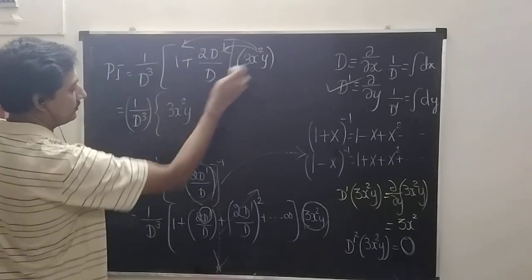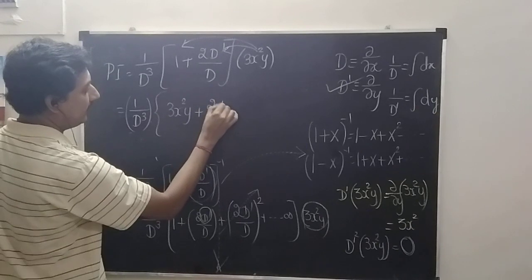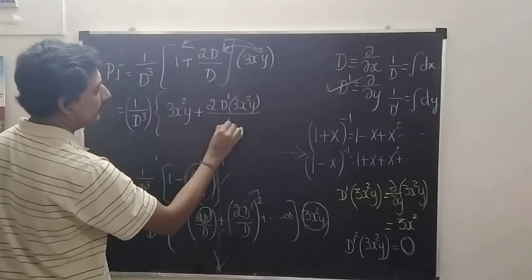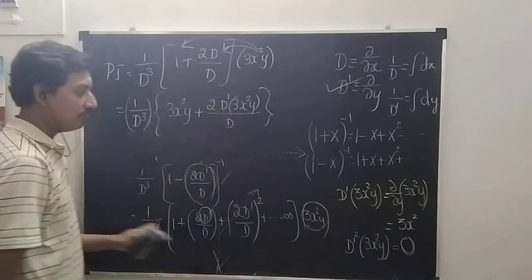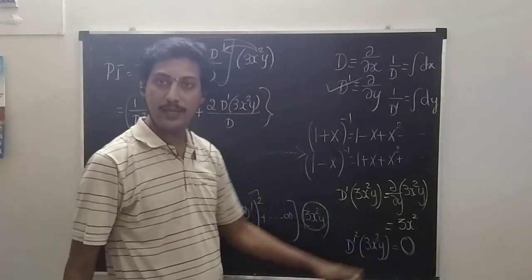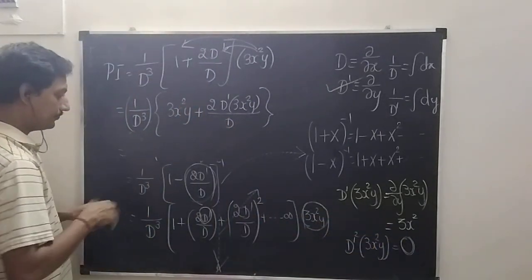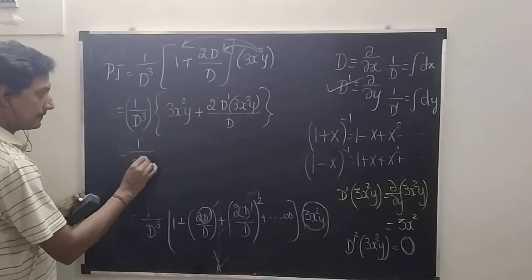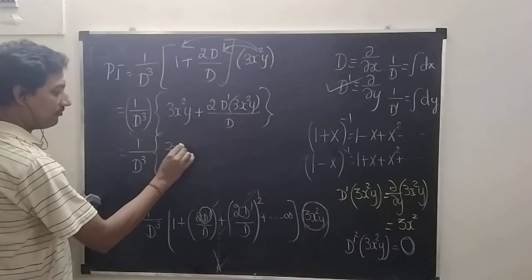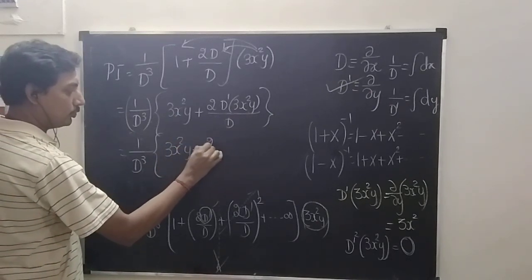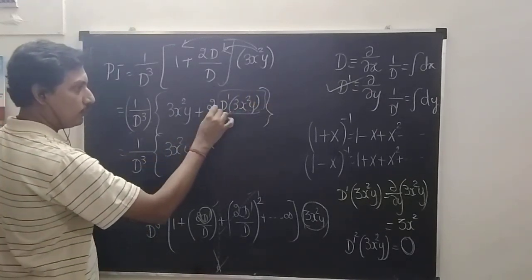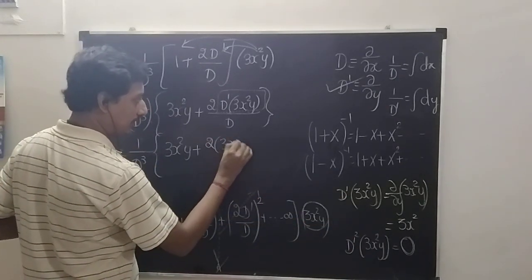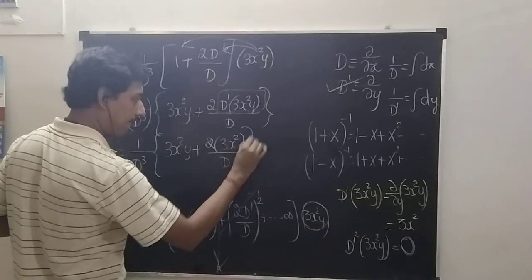1 into 3x squared y is 3x squared y, plus 2D dash of 3x squared y by D. What is D dash of 3x squared y? With respect to y, I am getting 3x squared. So this is equal to 1 by D cube of 3x squared y plus 2 into 3x squared by D.